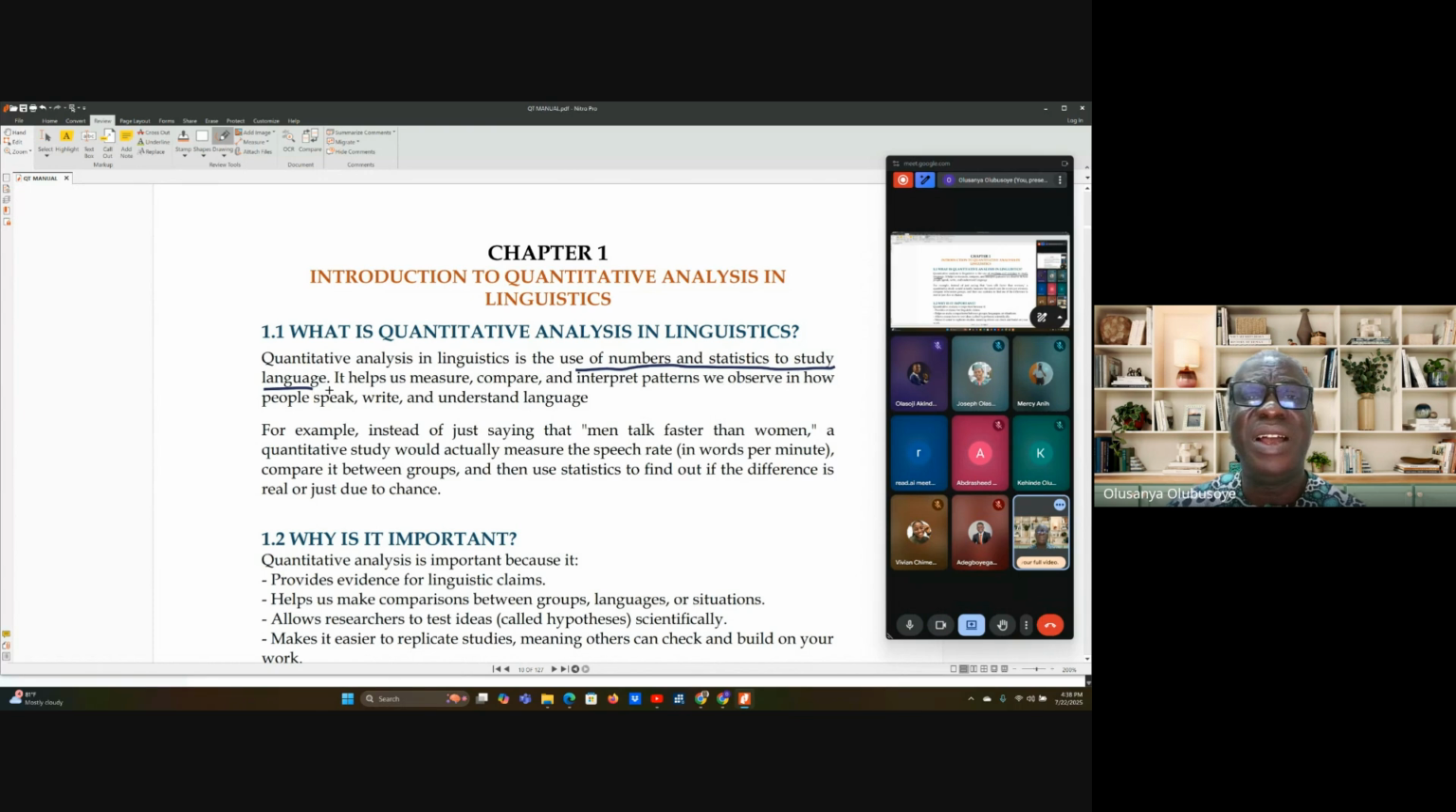This is it. Using numbers and statistics to study language. And that helps us to even measure what we say. The language can now be measured because we are talking of numbers. And when something is measured, then you can compare them fairly.